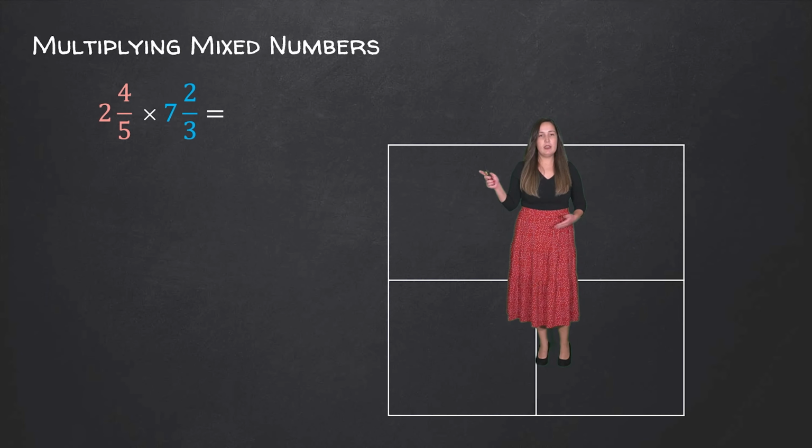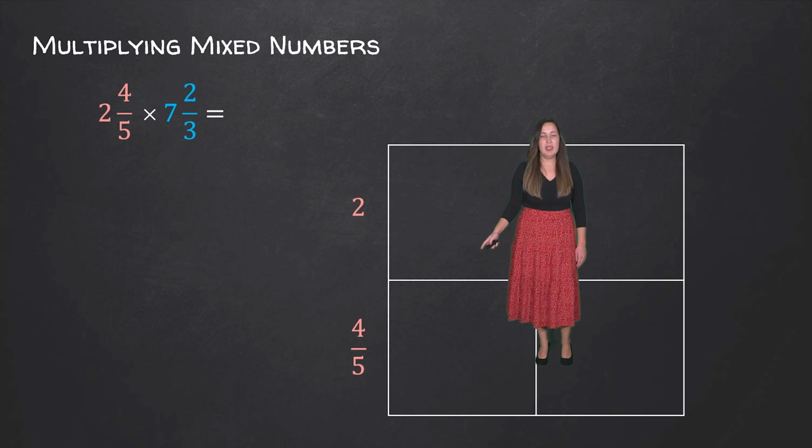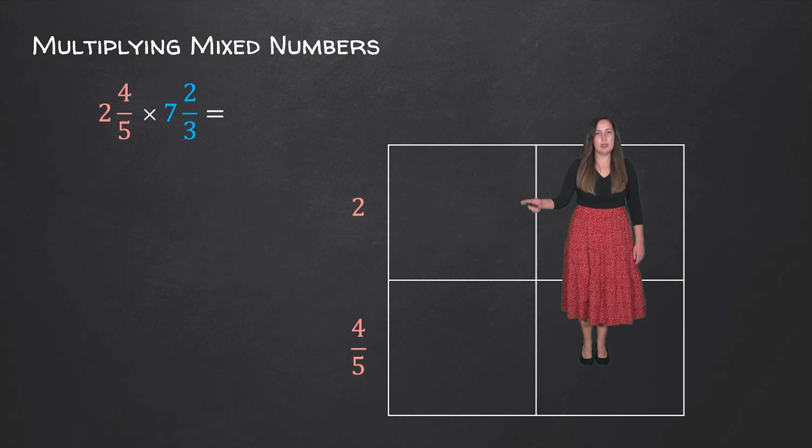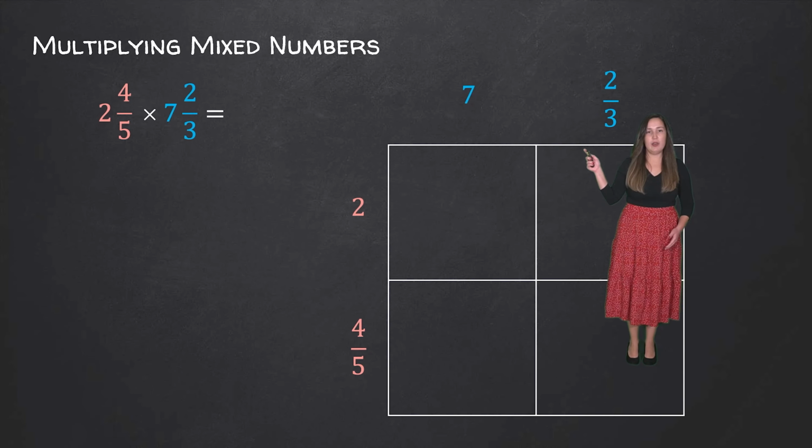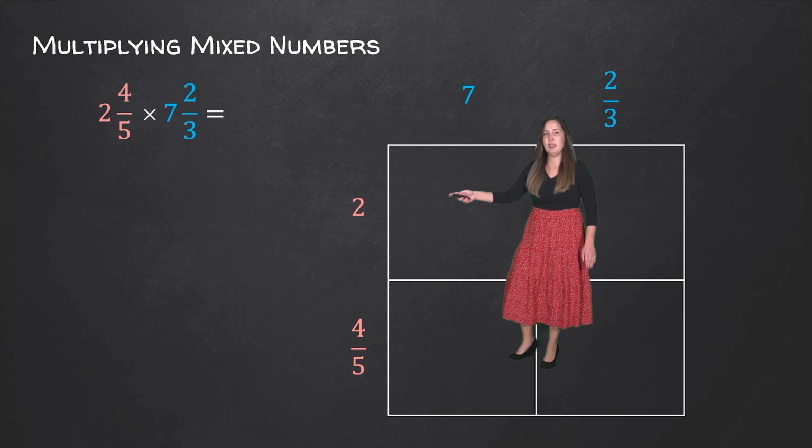We're going to take our first mixed number and separate the whole number and the fraction and write that on one side. Then we're going to take our second mixed number and separate the whole number and the fraction and write that on the other side. Now, we're going to multiply each side.